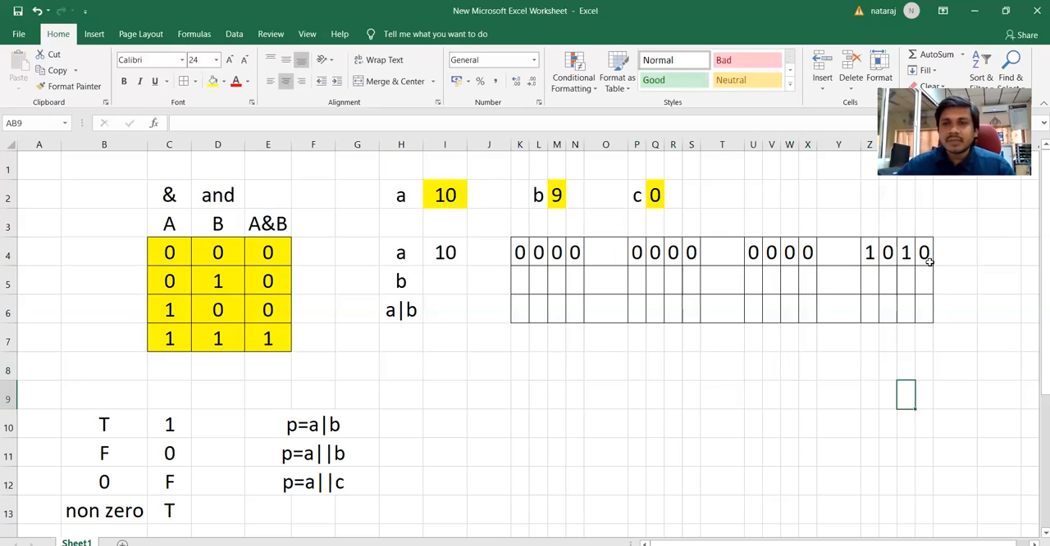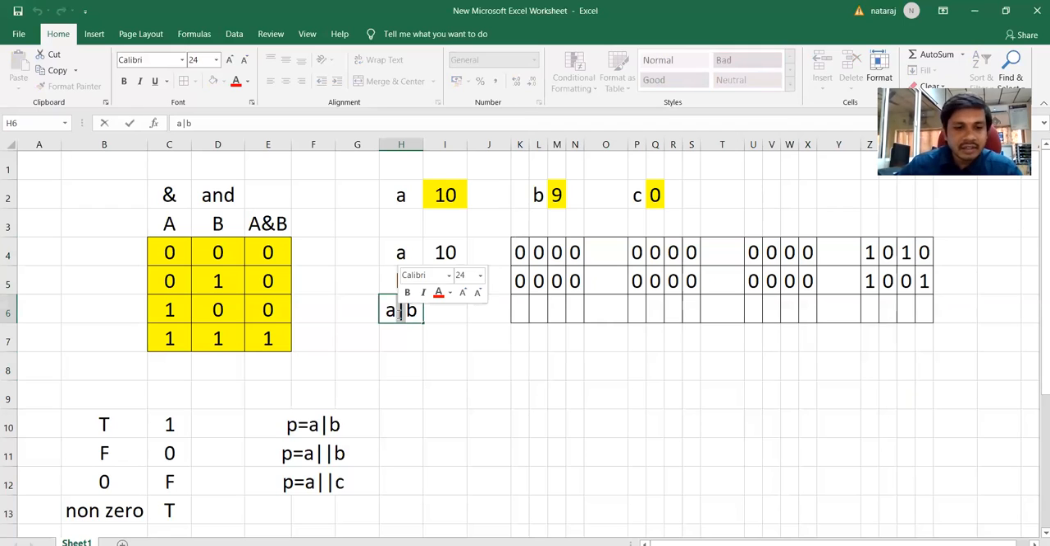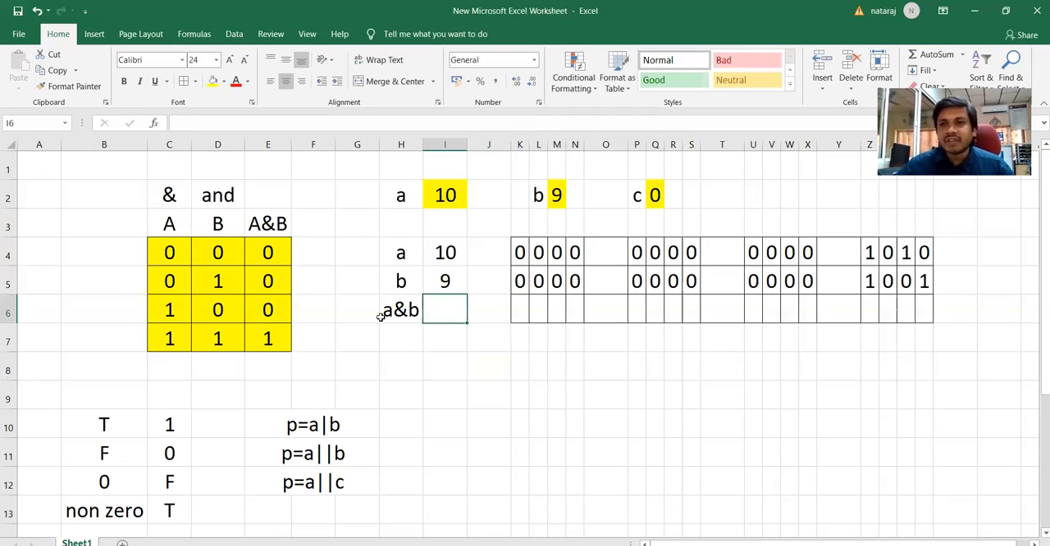And you know these conversions. In the beginning classes, when we taught computer fundamentals, we told you how to convert a decimal number to binary and a binary number to decimal, and you know it very well, right? B is 9. So 9 is 1 0 0 1. Now A bitwise AND B. What will be the value of A and B? That is the question.